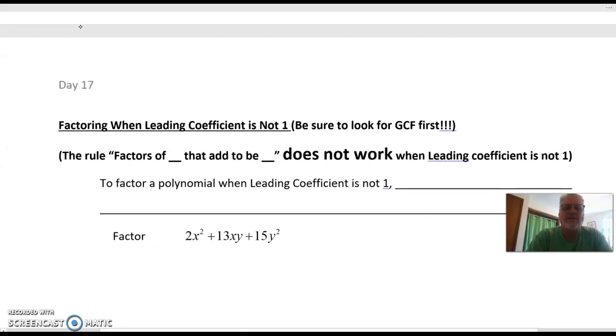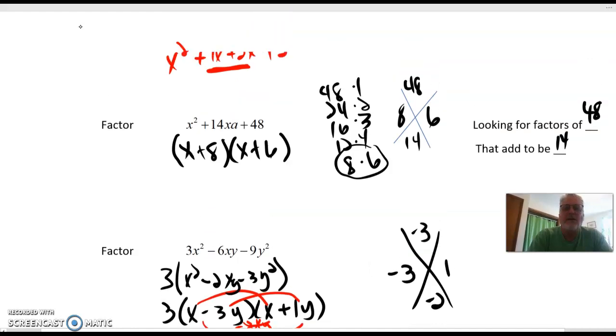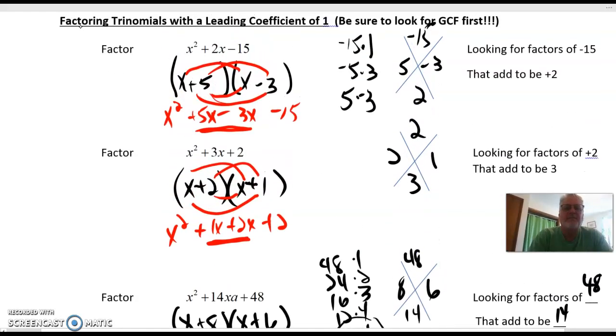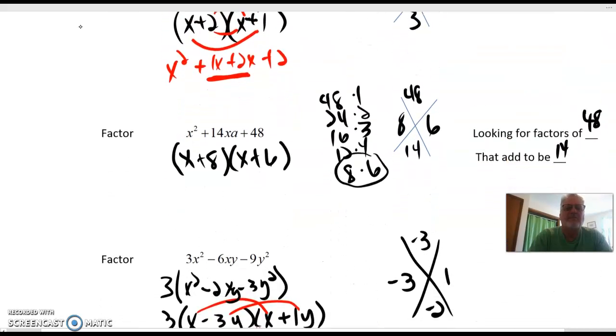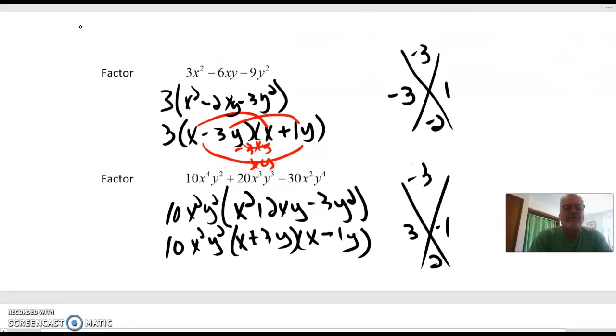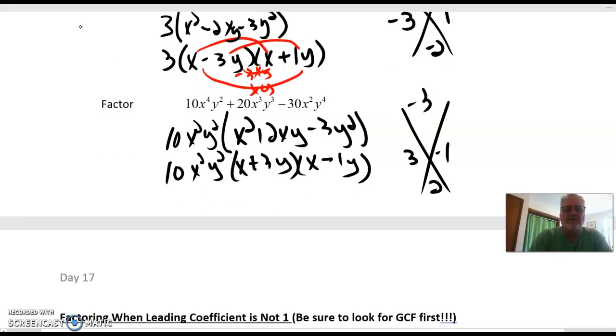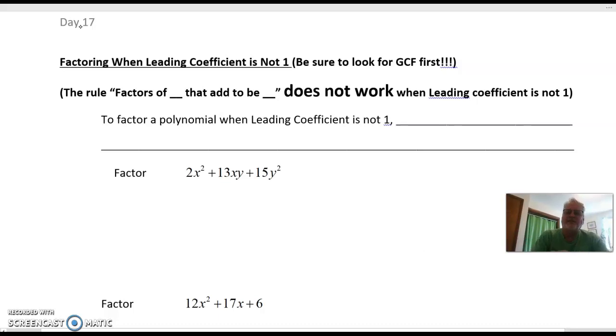Okay, so now, all of those had coefficients of 1 in front. All of these had coefficients of 1 in front of the leading term. Like that first one is 1x squared. The second one was 1x squared. The third was 1x squared. This one after we factored out the 3 was 1x squared. This one after we factored out the 10 was 1x squared. That rule that we made only works when you have a 1. So that's what this is saying right here.